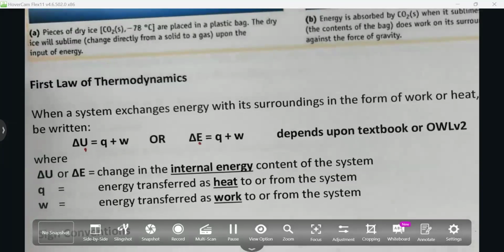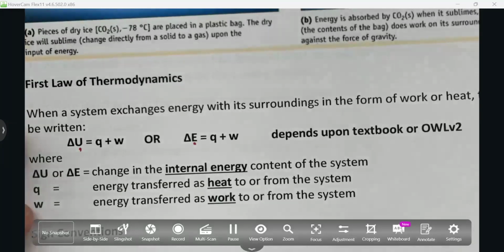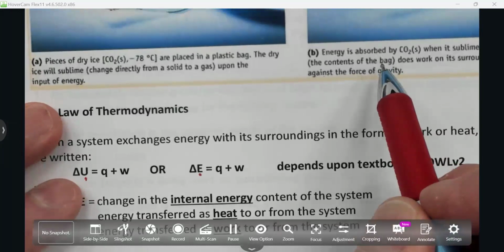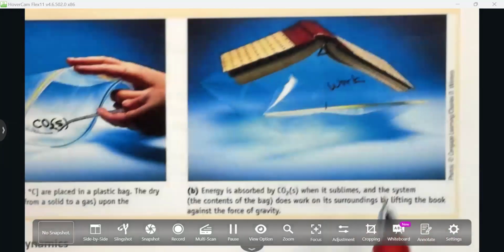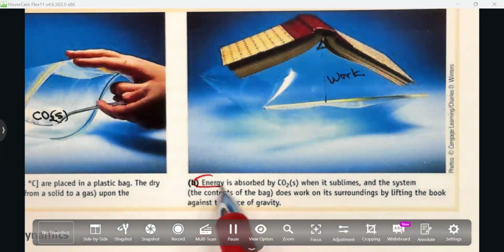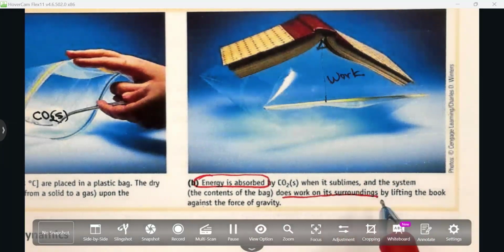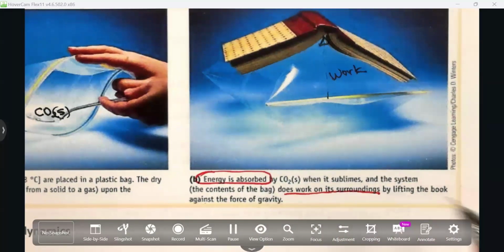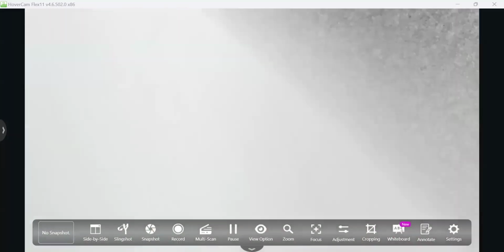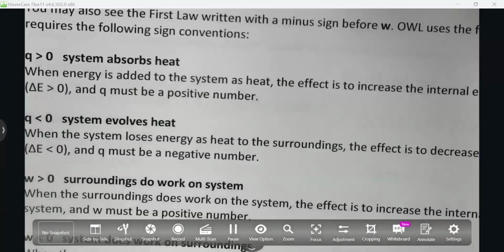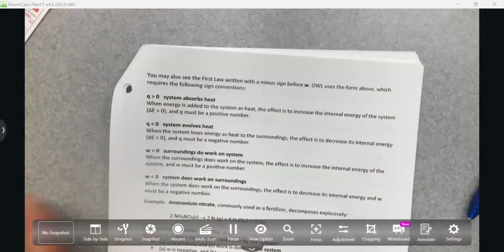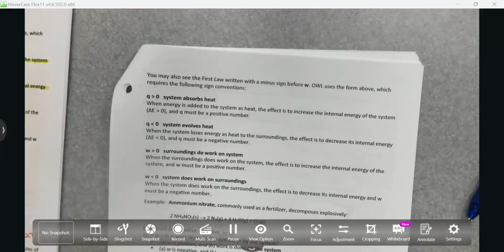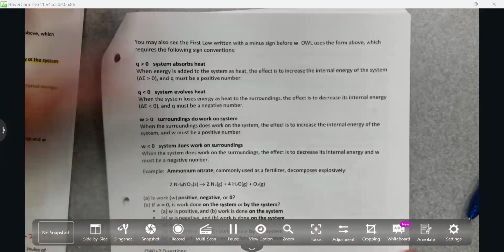Okay, let's go to the next page. Oh, I'm sorry. Before we go to the next page, let's look at this word right here. Energy is absorbed. We're going to be looking at words like this. Energy is absorbed. It does work on the surroundings. Okay. On the next page, here's our sign convention.